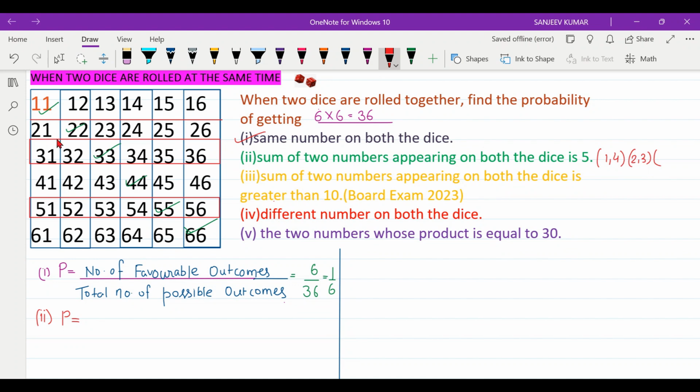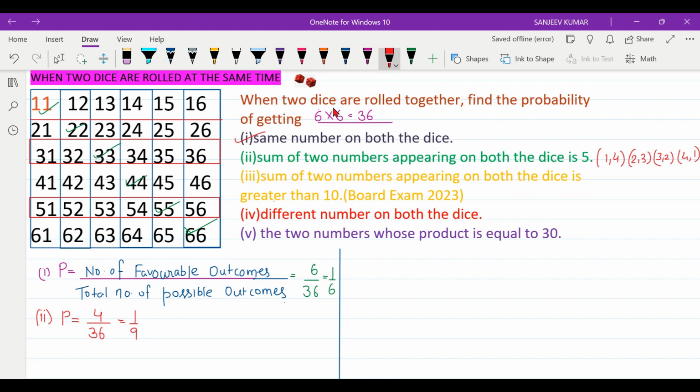The other combinations, you can see here: 1 4 will give you 5, again 2 3 will give you 5, 3 2 will also give you 5, and 4 1 will also give you 5. Correct. So you can see we have 4 combinations, 1 2 3 4. So the probability is equal to the number of favorable outcomes, which will be 4, divided by the total number of possible outcomes, which you can see will always be 36. So 4 by 36. So the answer is 1 by 9.